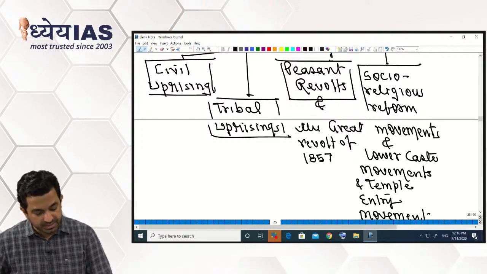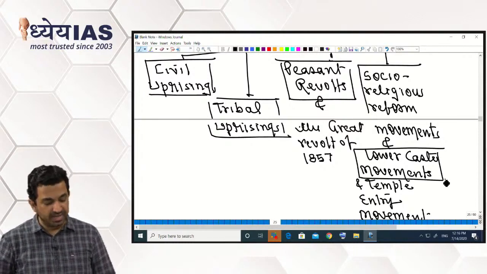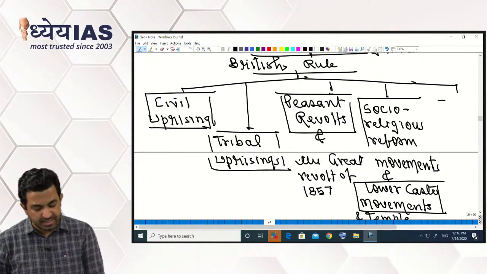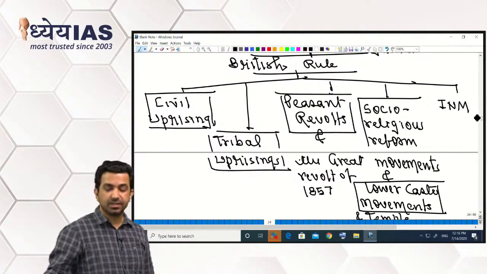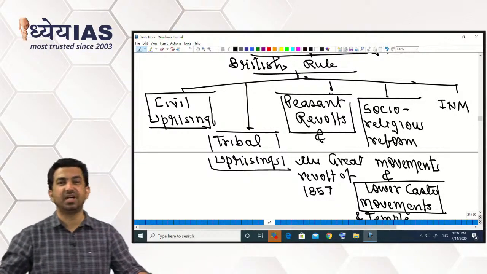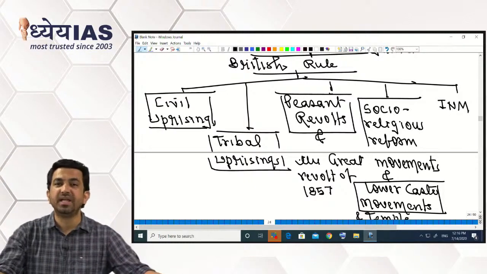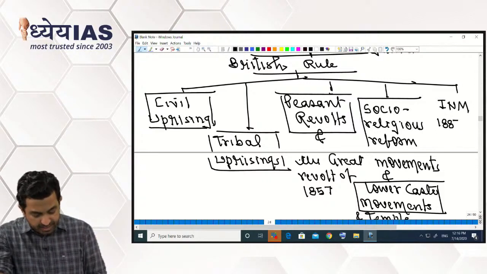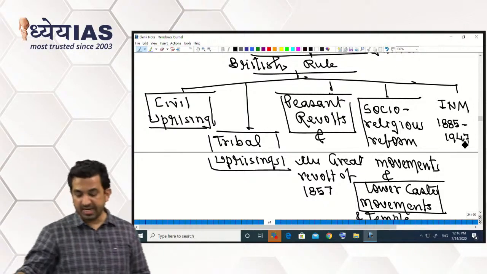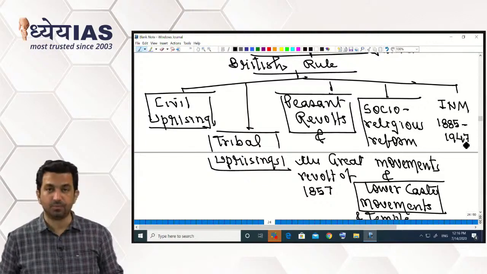So socio-religious reforms and lower caste movements and temple entry movements, and eventually Indians launched their freedom struggle against the British Raj and Indians' quest to achieve independence from the colonial rule, mainly from 1885 till 1947, Indian National Movement.